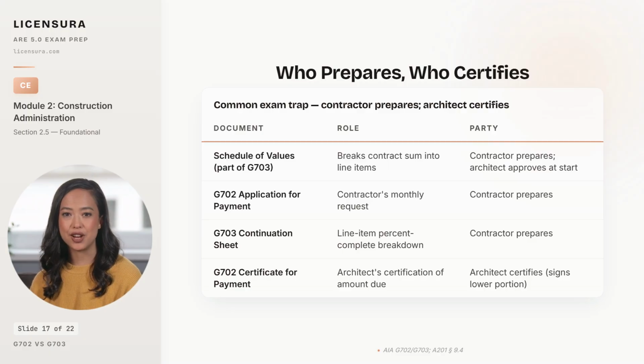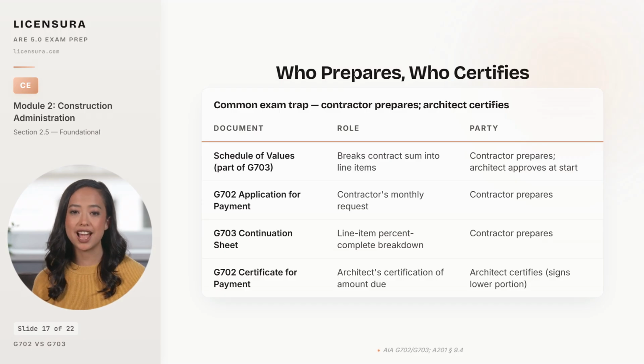G702 and G703 trip up architects on the exam because the document names sound similar and the roles are split between the two parties. The schedule of values, which is part of G703, is prepared by the contractor at the start of construction and approved by the architect. The contractor breaks the contract sum into line items that will be tracked through the project, and the architect approves the breakdown as reasonable. The application for payment itself, G702, is prepared by the contractor monthly.